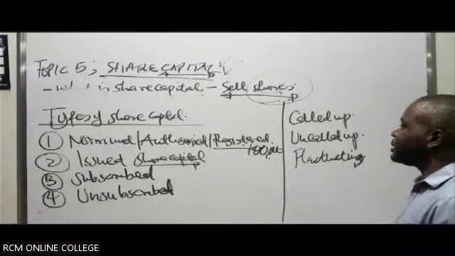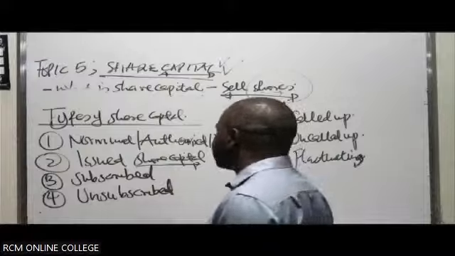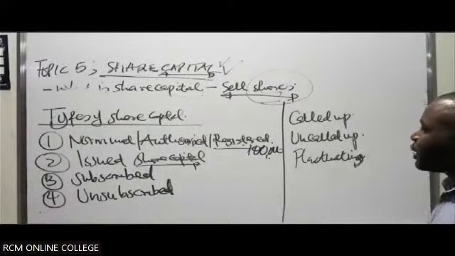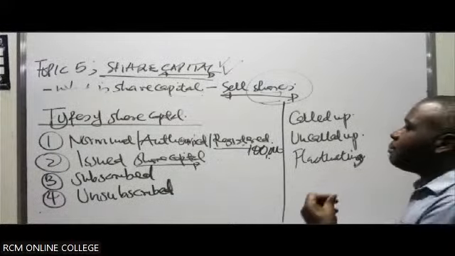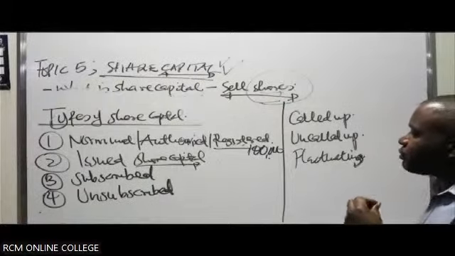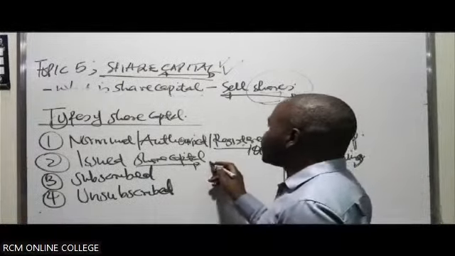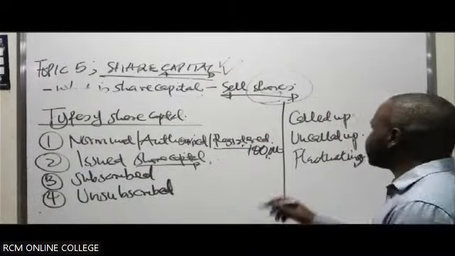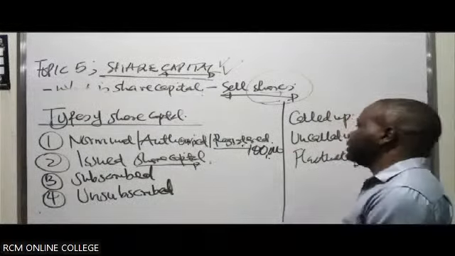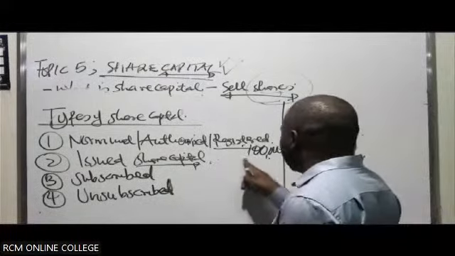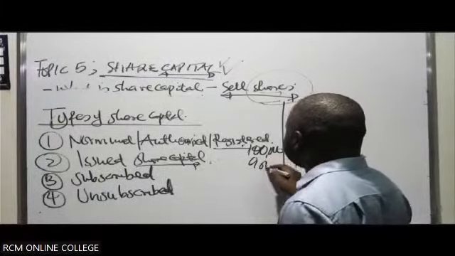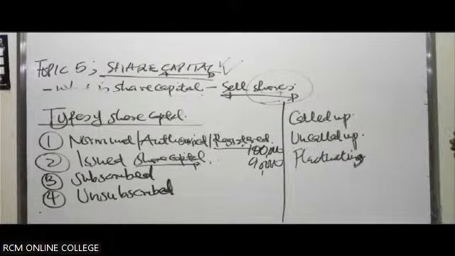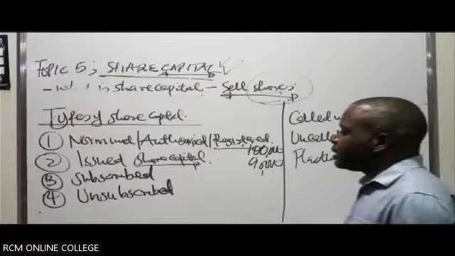So the issued share capital should be equal to or less than the authorized or registered capital. It can never be more than that. You can't issue what you don't have. So they can issue the whole 100,000, or maybe 90,000. Then the other 10,000 remains unissued.